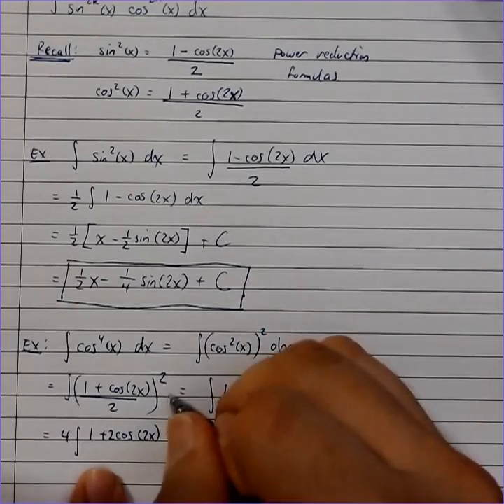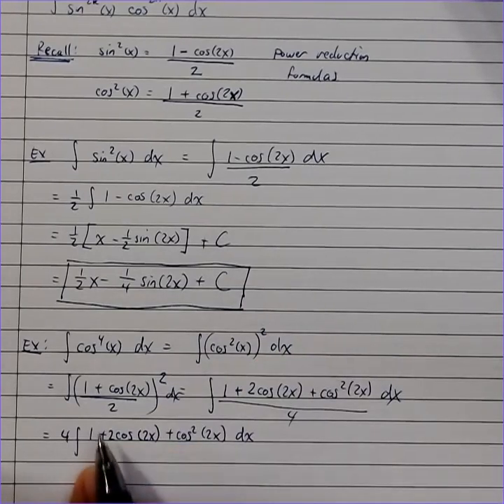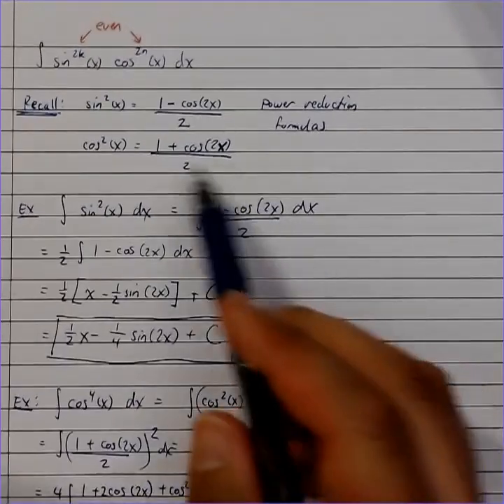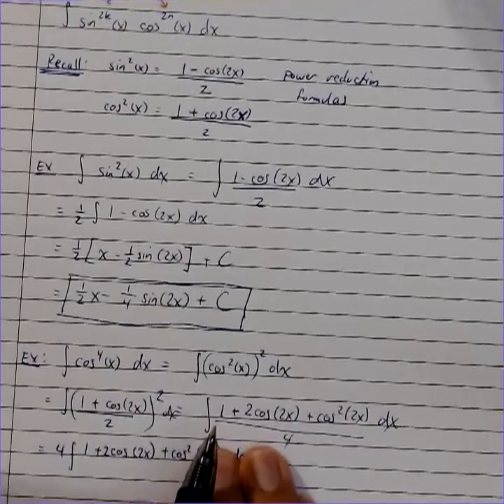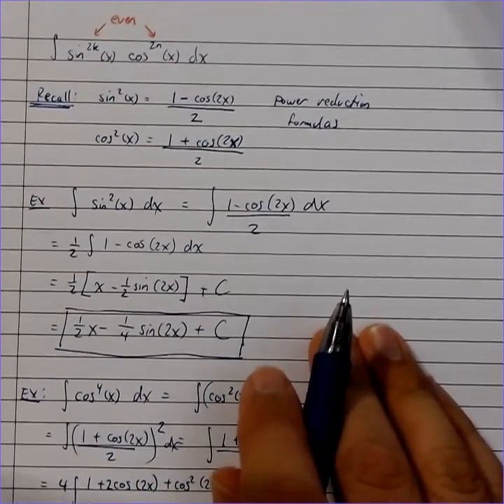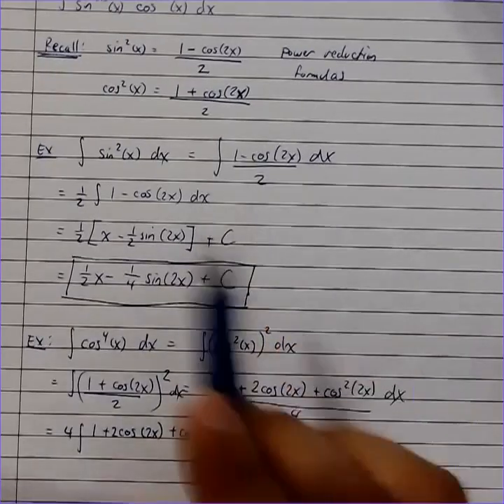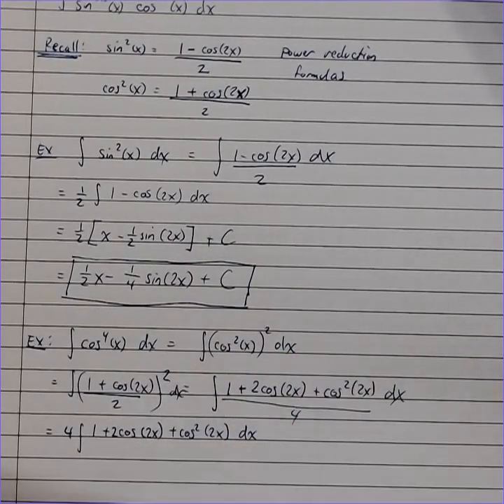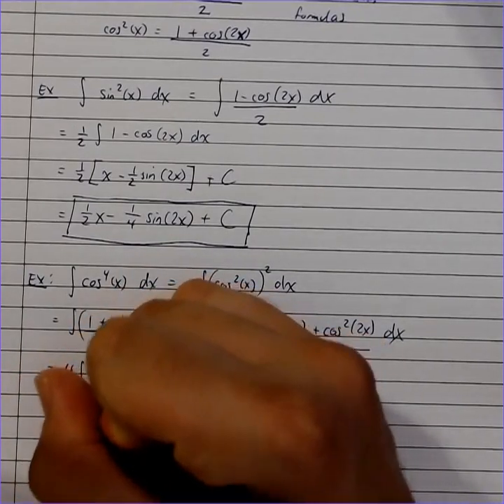Notice, however, that we still have an even power of cosine here. Yes, I know how to integrate 1. Yes, I know how to integrate 2 cosine of 2x. I don't know how to do that one. Oh, I have to use the power reduction formula again. So the power reduction formula, kind of like the integration by parts technique that we saw in the last section, may have to be used iteratively, meaning do it once, and if that's not enough, you might have to do it again, and again, and again if necessary. So here, let's do that again.